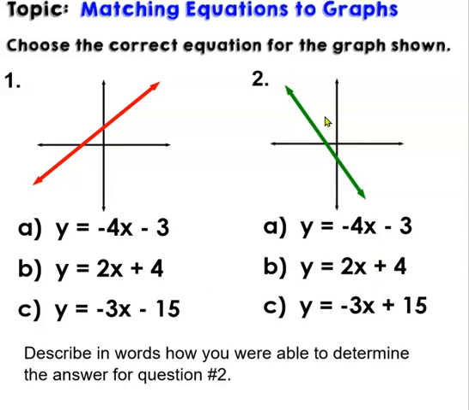So you may say, the green graph has a negative slope, and only choices A and C have negative coefficients of x. The green graph crosses the y-axis below the origin, and only choice A has a negative y-intercept. That's kind of how you would describe it. Now let's go the other way.